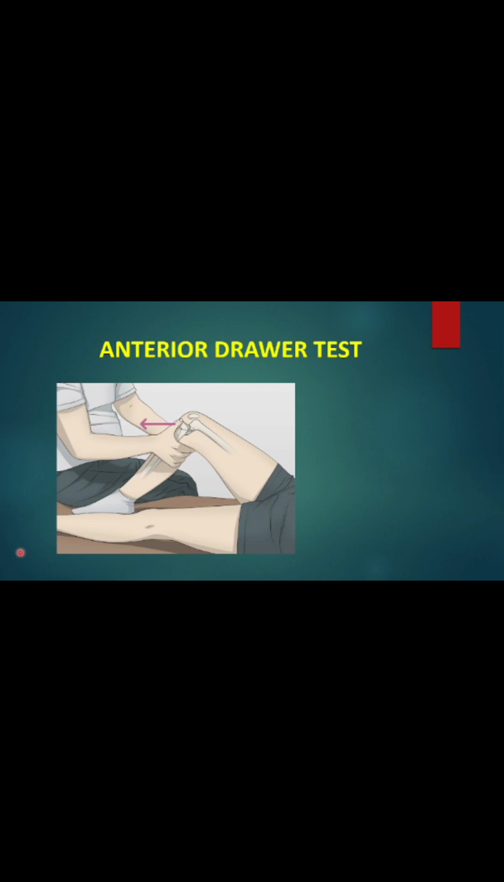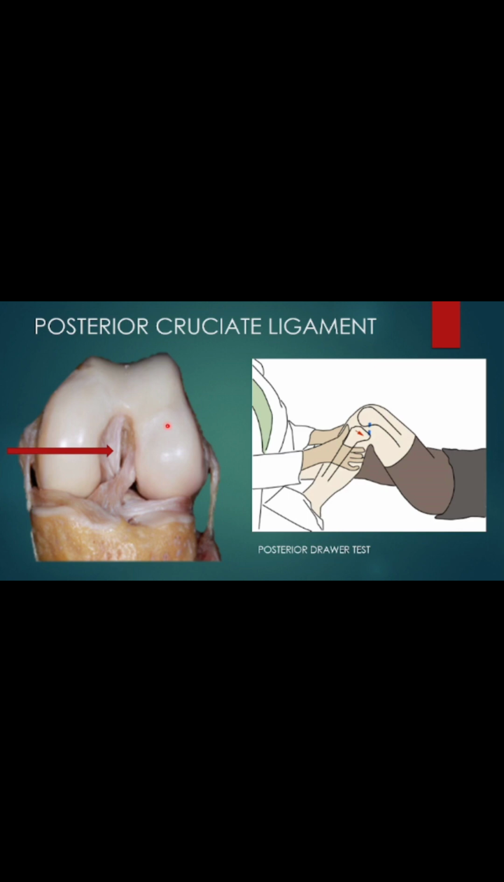The anterior drawer test is done in such a way that the patient is asked to lie in the supine position and both the knee joint and hip joints are flexed. Now the ankle joint is also immobilized by firmly holding it. Now what you have to do is you should pull the tibia forward. If there is excessive forward movement of tibia, that means the anterior cruciate ligament is torn and that indicates anterior drawer test positive.